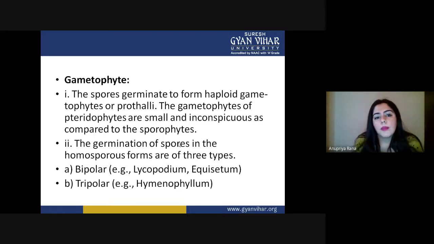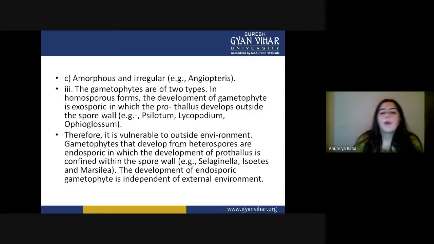The spores germinate to form a haploid gametophyte, or prothallus. So when these haploid spores germinate, they make the haploid gametophyte, another term for which is prothallus. The gametophytes of pteridophytes are small, inconspicuous as compared to the sporophyte. The gametophyte which develops here is very small compared to the sporophyte because it does not live longer. It does not have to live longer. It is just present for a certain time to go for the fusion. The germination of a spore in the homosporous form is of three types: bipolar, tripolar, and amorphous or irregular.